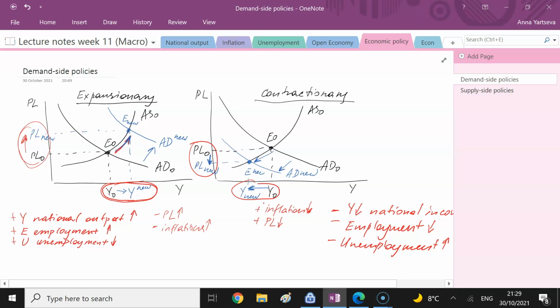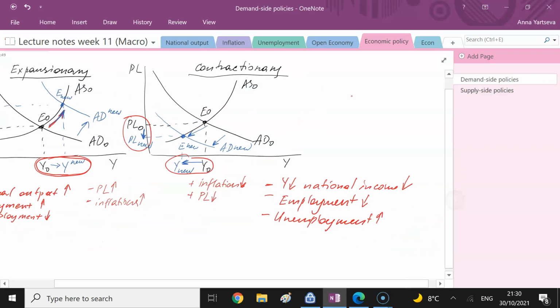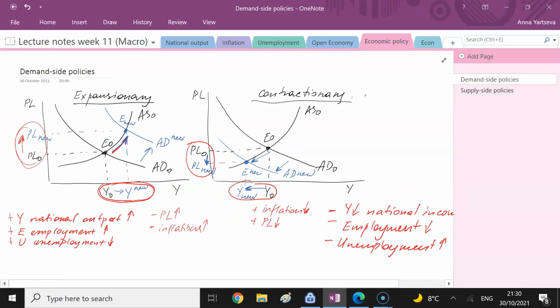This is exactly how demand-side policies work. Expansionary policy will shift the aggregate demand curve upwards, which will lead to a certain combination of changes in our target macroeconomic variables, and contractionary policy will lead to a reduction in aggregate demand. So let me write it down here. Contractionary policy involves a reduction in aggregate demand, while expansionary policy means an increase in aggregate demand. The question is, how exactly can we shift the aggregate demand curve? What exactly do we need to do this?